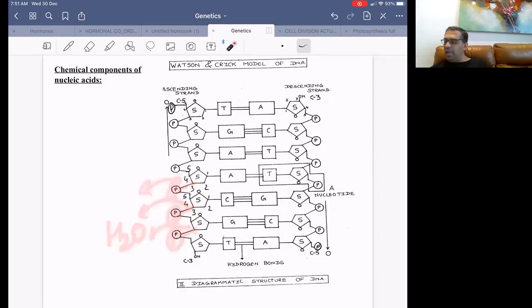But this is the last nucleotide: nitrogen base, sugar, and phosphate.